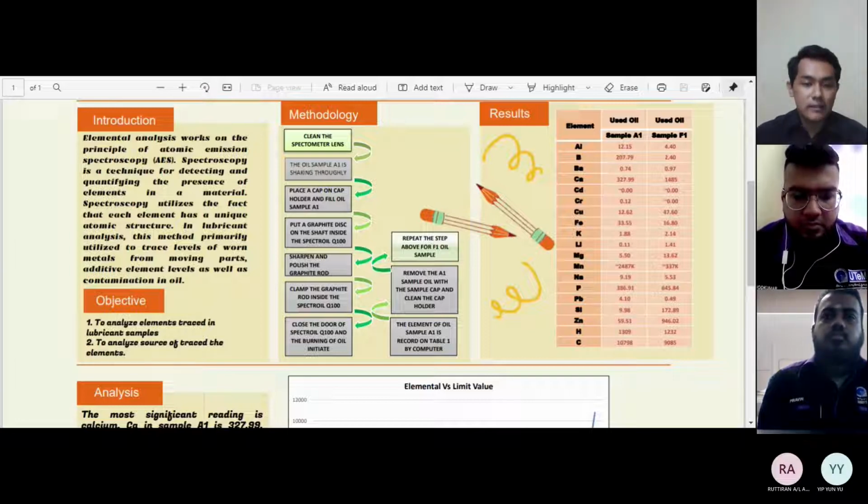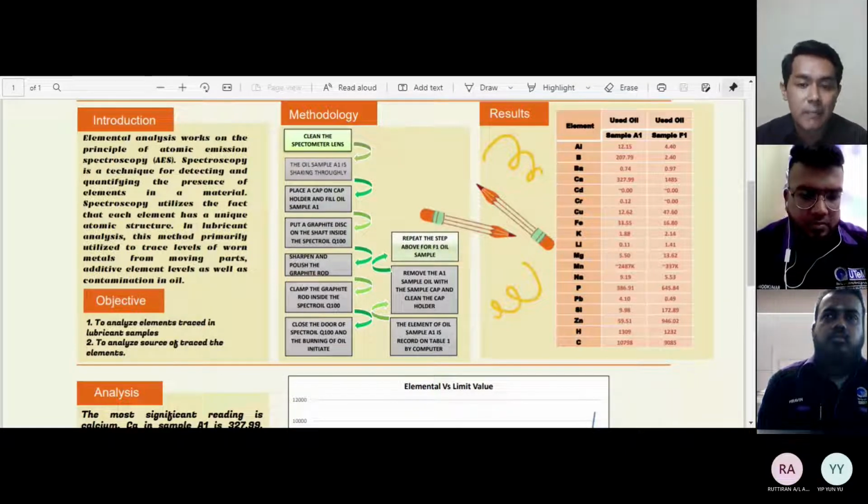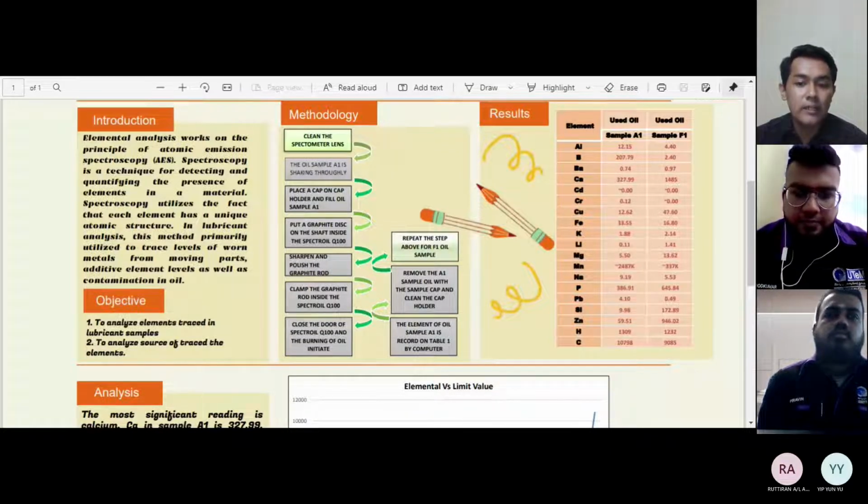The next one is the sample cup holder together with the sample cap. We place it under the graphite disc, which we raise to partially submerge the graphite disc in the oil sample. The next one is the Spectro Oil Q100. We close the Spectro Oil Q100 door, and the burning of the oil is initiated through the computer.